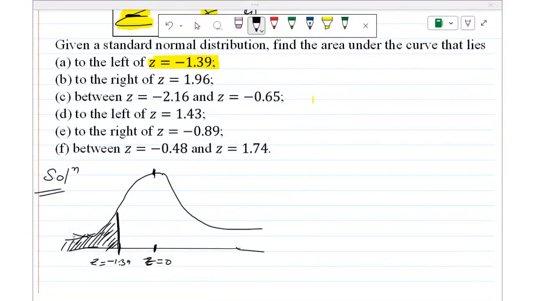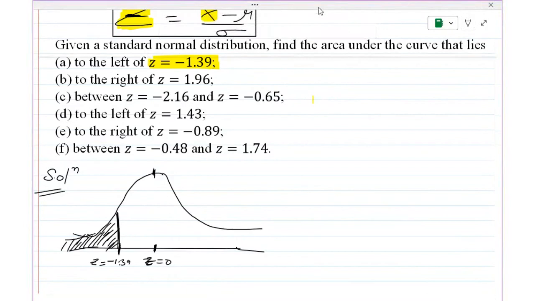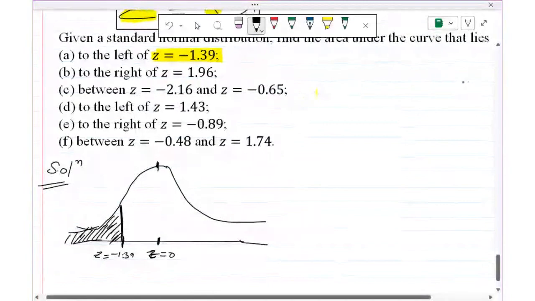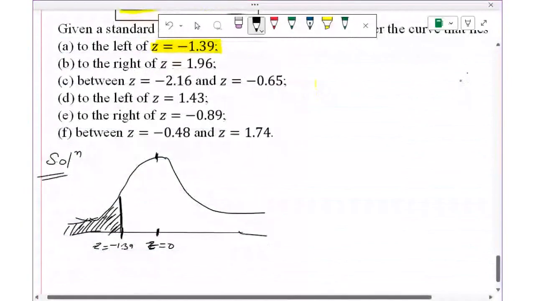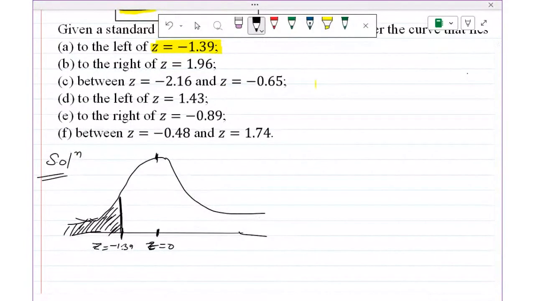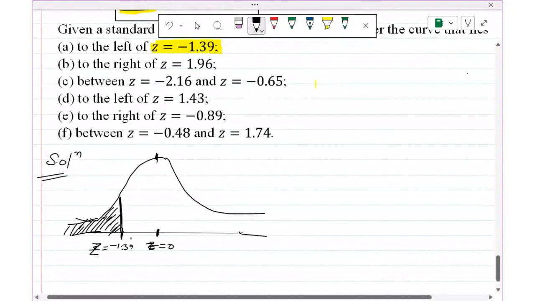Solution is very easy. First the question should be clear. So is the question clear to all? A standard normal distribution is given, and we have to find the area under this standard normal diagram on the left side of point z is equal to 1.39. Is this clear?